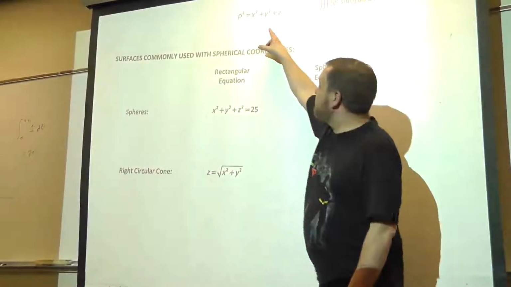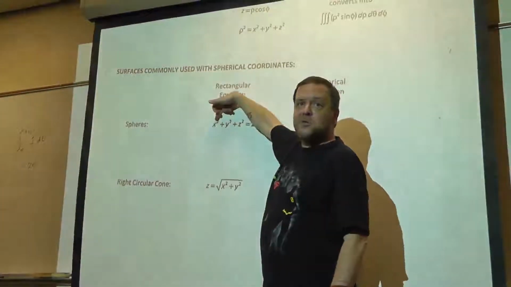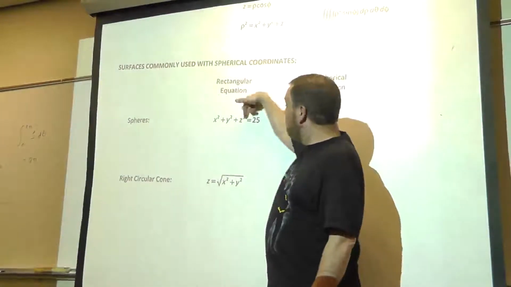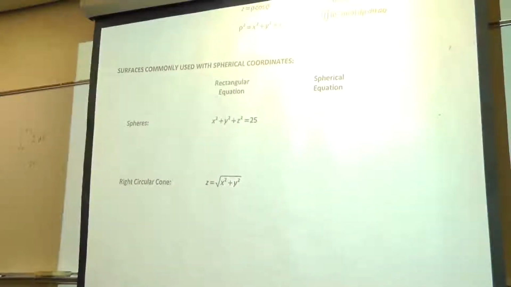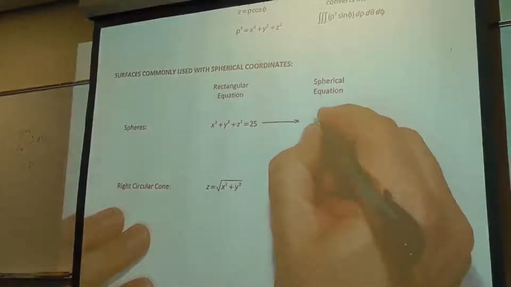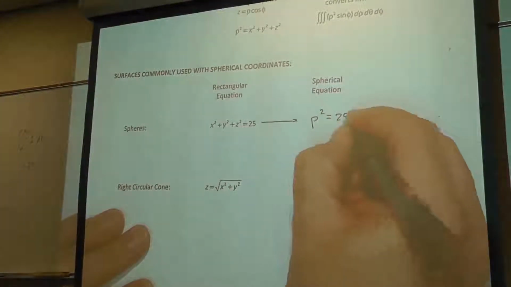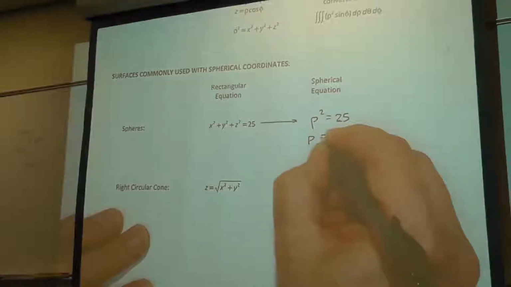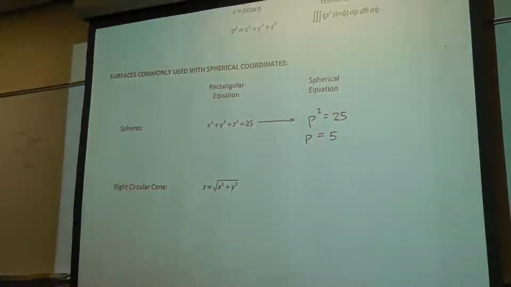Just go to the conversion formula. You can replace x squared plus y squared plus z squared with rho squared. Just making that basic replacement, this becomes the spherical equation rho squared equals 25. And just take your square root. No plus or minus needed, keep it simple.